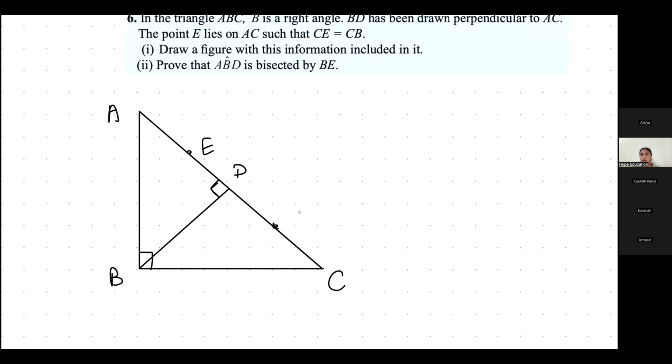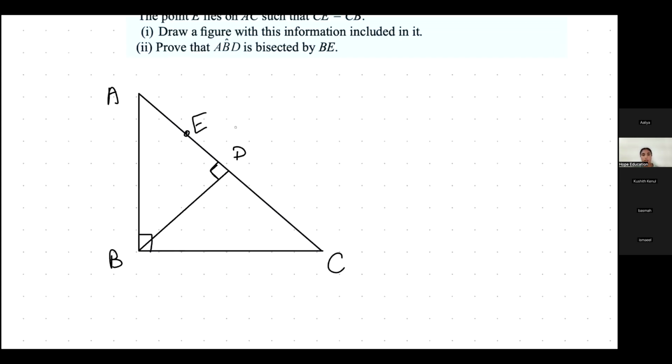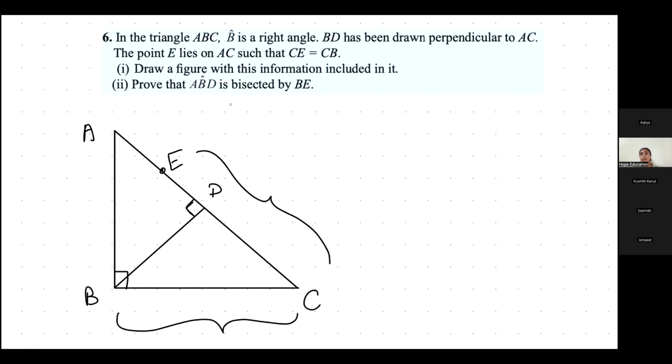Let's just go through the questions. Draw a figure. Prove that ABD is bisected by BE. That means we have to show that this angle ABD is bisected by BE. For that to work, E should definitely be somewhere here. From that we can confirm E is not here, E is here. CE equals CB is given. So this is the figure that I drew with whatever information I have.